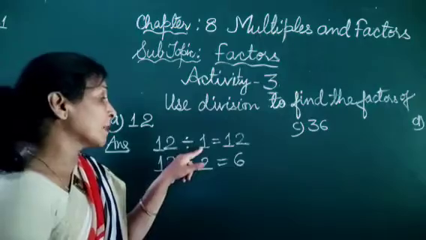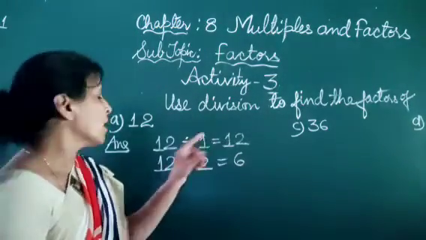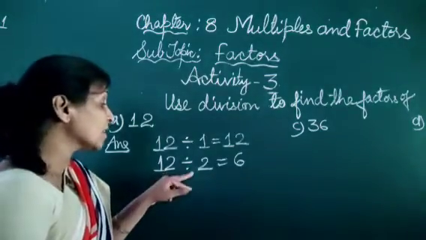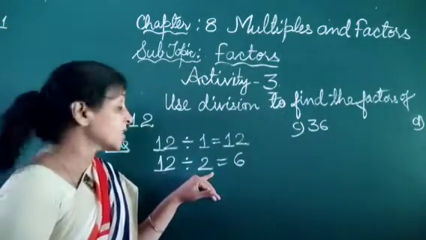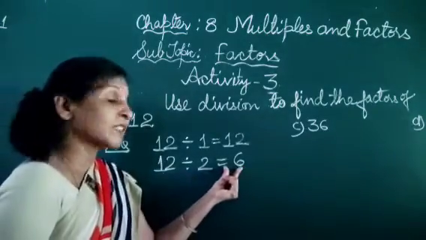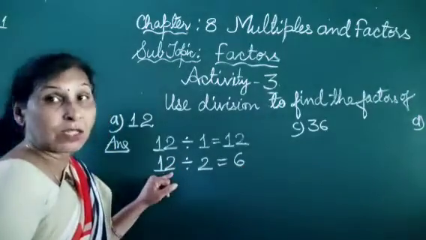तो 12 को जब हमने 1 से किया तो हमें 12 मिला. Then we can take the given number, that is 12 is divided by the next number, that is 2, and we get 6. When we multiply these two numbers, then we get the 12.